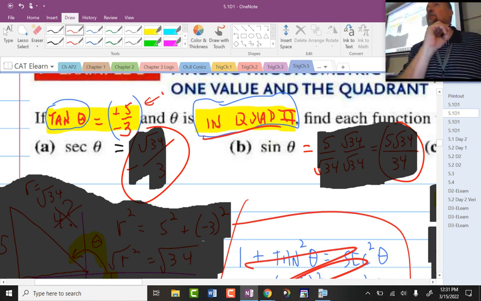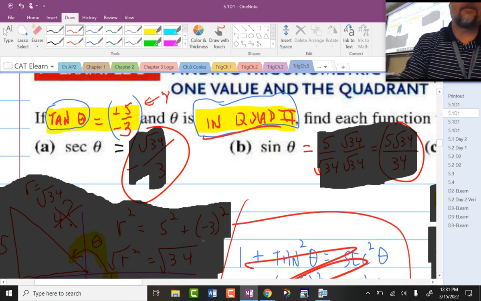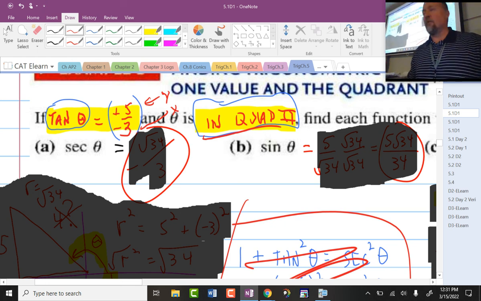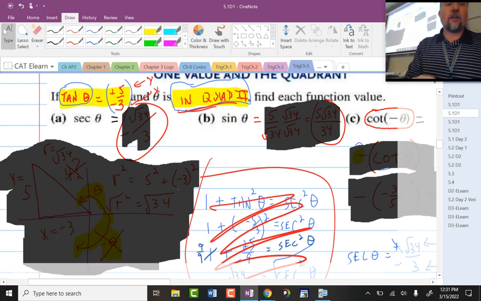Oh, for the love of dog. What letter is 5 if it's tan? Y. And then what's the second letter? X. Demand your cooperation. All right, and then it literally says I'm in quadrant 2. So how do I find R?